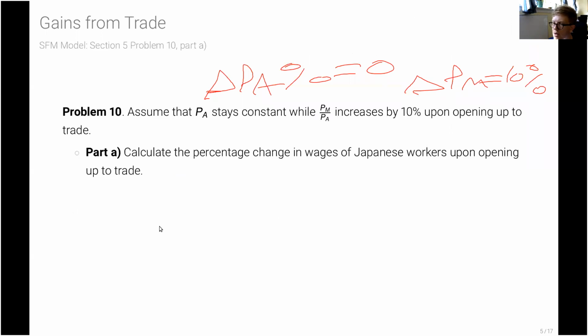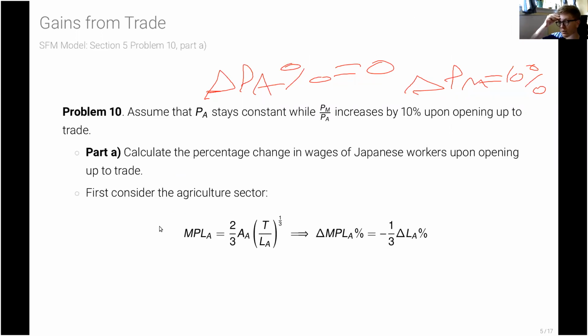So the way that we're going to start is by considering the agricultural sector. And so when we consider the agricultural sector, note that from before, you figured out the marginal product of labor in agriculture in Japan. And we found that the marginal product of labor in agriculture is equal to 2/3 times AA times T. So that's the amount of land that Japan has, or T can stand for terrain if you want to have that be a little bit easier, divided by the amount of labor in agriculture in Japan, and T over LA is all raised to 1/3.